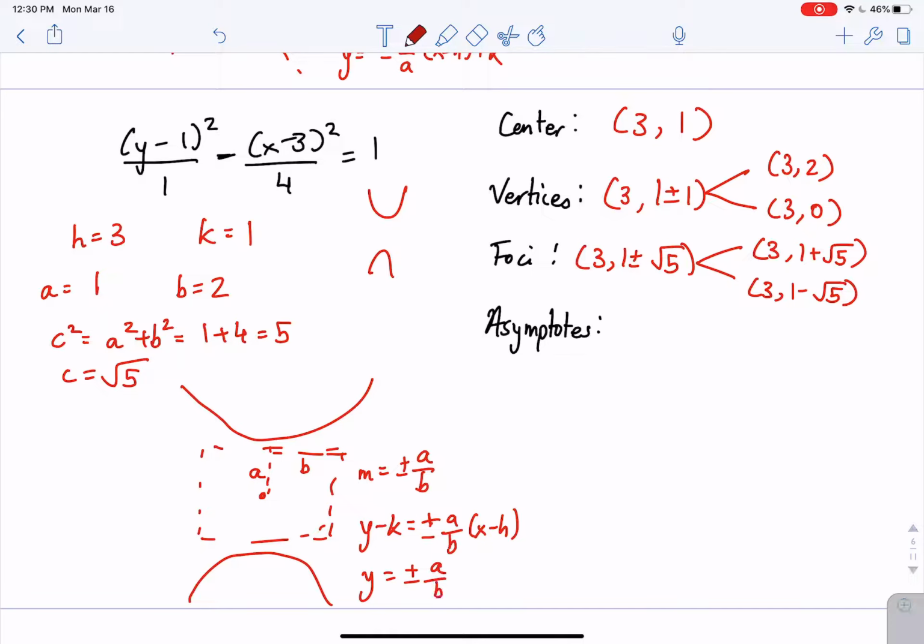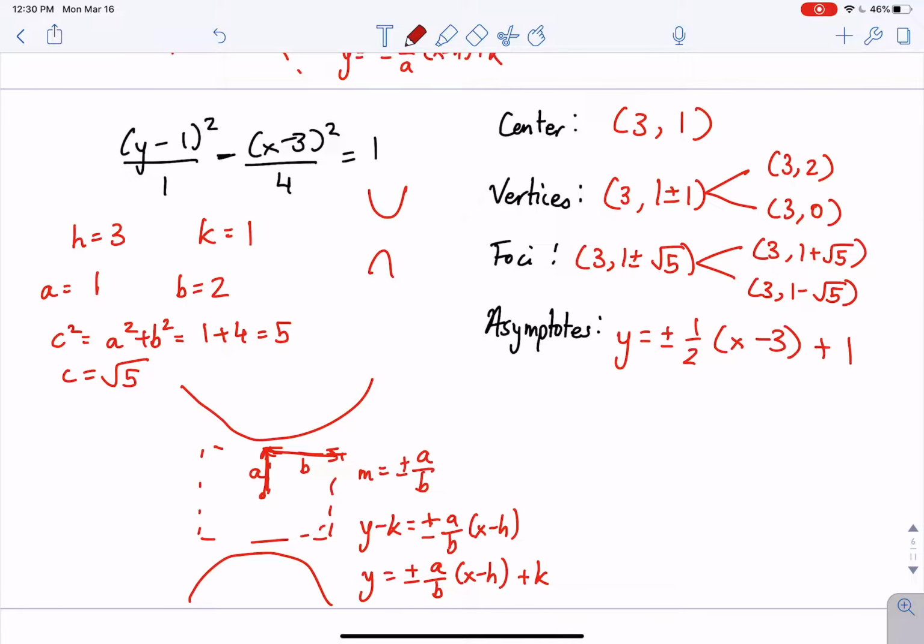But the slope is different now because a is going up and b is going sideways. You can memorize these cases, but I would say just draw the picture every time, because then you don't have to memorize things. You can just look at the picture, right? If I just look at this, I know that a is the one going up and b is the one going to the right. So the slope has to be a over b, not b over a. And so I write this equation. Well, in this case, a over b is 1/2 x minus 3 plus 1. And that would give me my asymptotes for this hyperbola.